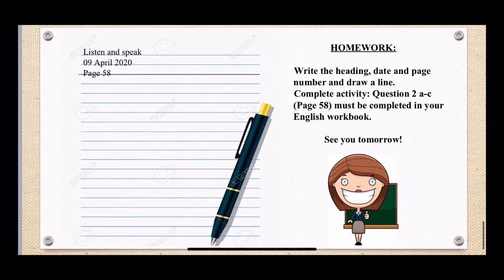Okay, so for homework, you know the drill. Write the heading, date, page number, and draw a line. Today's heading will be listen and speak. You need to complete the activity on page 58. Only do question 2, A to C, right? This must be completed in your workbook.